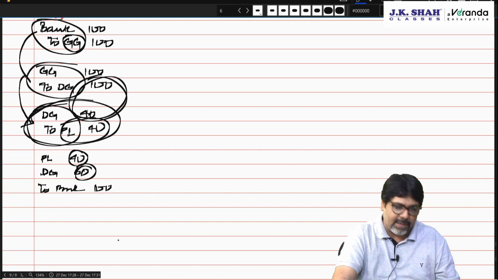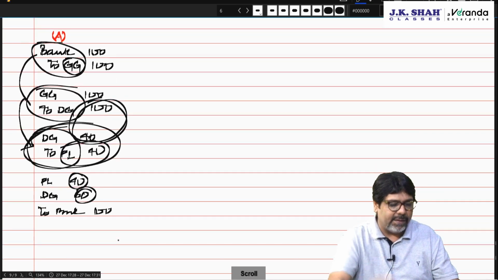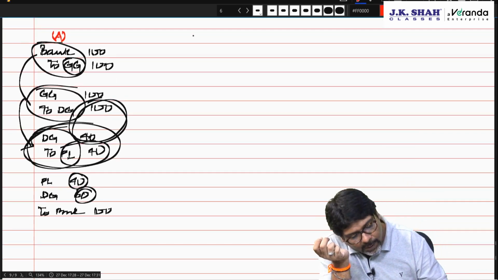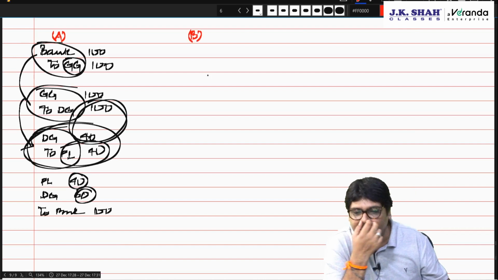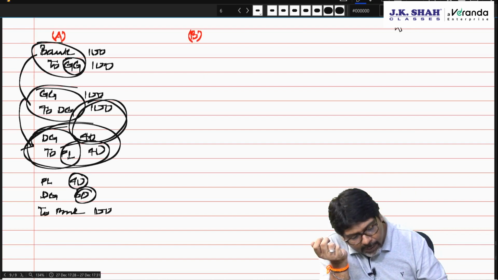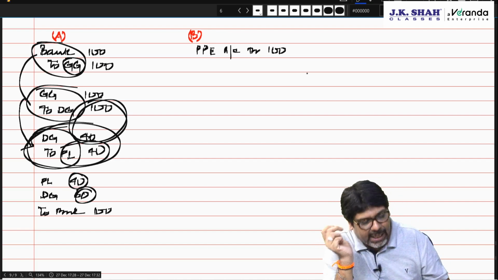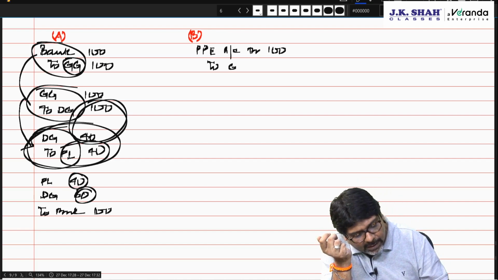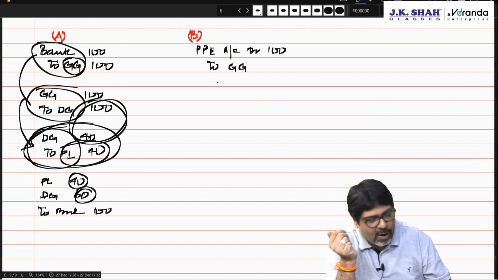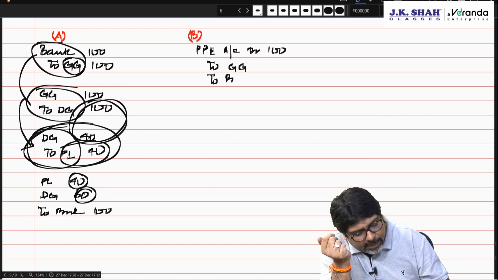Am I clear? Yes. Now chartered, you have received an asset. So PPE account debit 100. Now this asset can be entirely free. Then you will credit government grant entire 100. Or if you would have paid some money, then credit to bank.